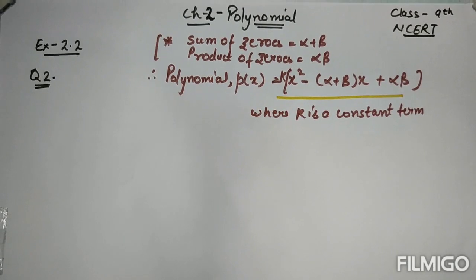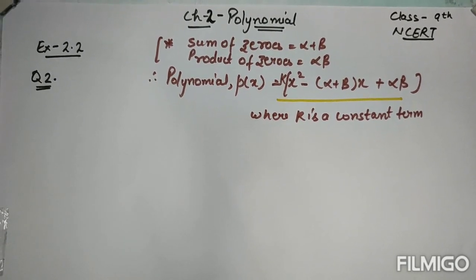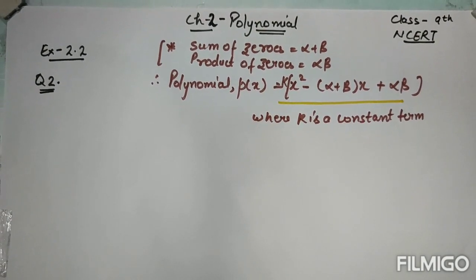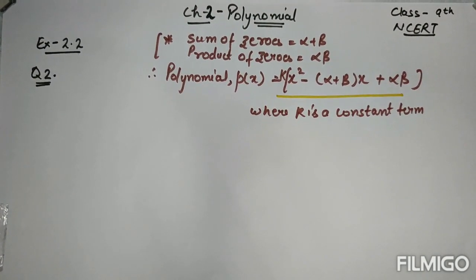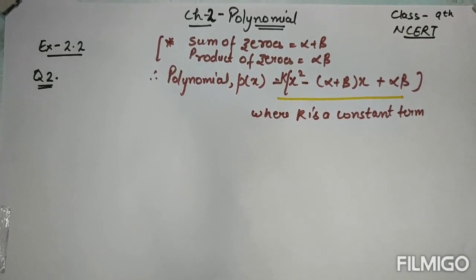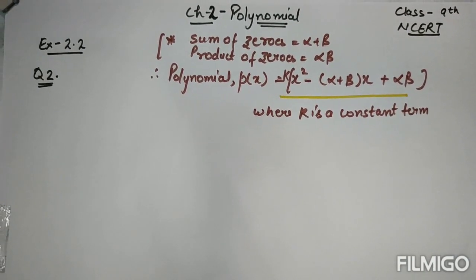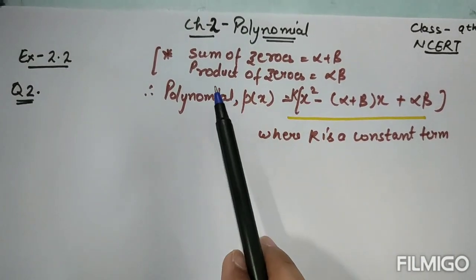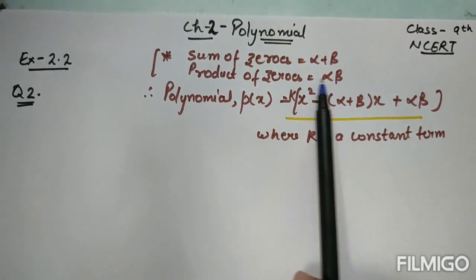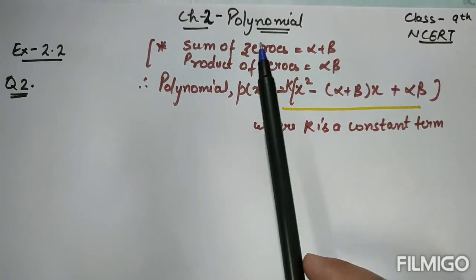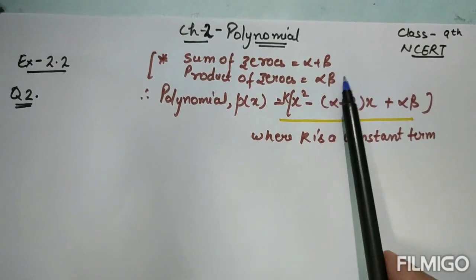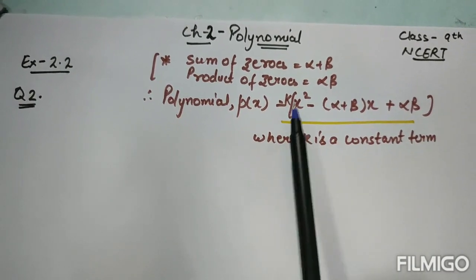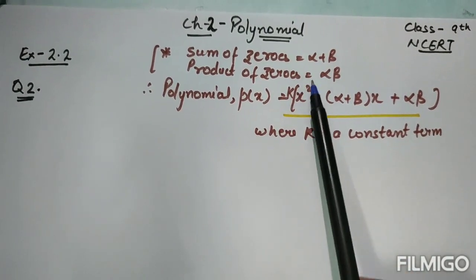As in our previous set we have completed question 1 and now we will tackle our next question, that is question 2 of exercise 2.2. In this question we have to formulate a polynomial where the sum of zeros and the product of zeros are already given. Now you are very much aware of this formula which I have written here. The sum of zeros and the product of zeros are already given and you have to find a polynomial, and now you know how to write a polynomial if these two are given.